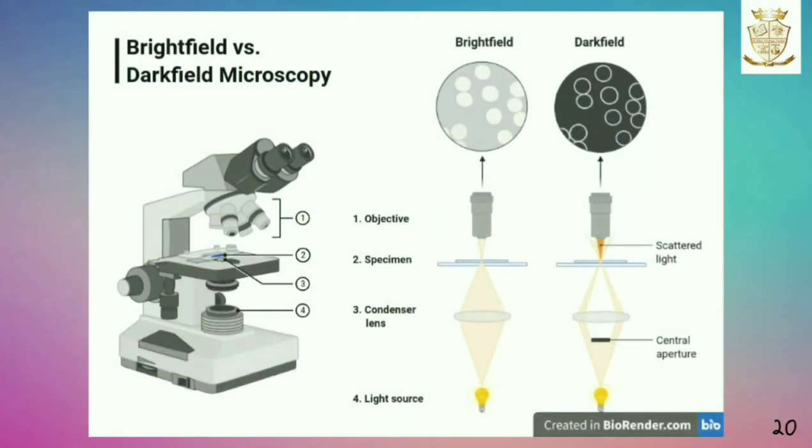From this picture we can see the bright field and the dark field structures of cells. The two differences are given in these pictures.